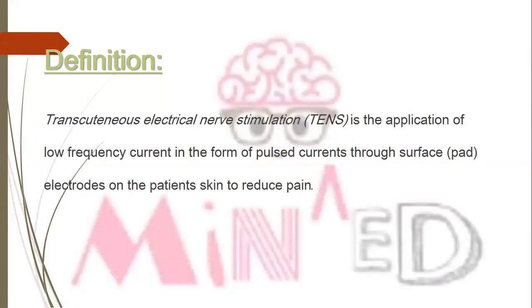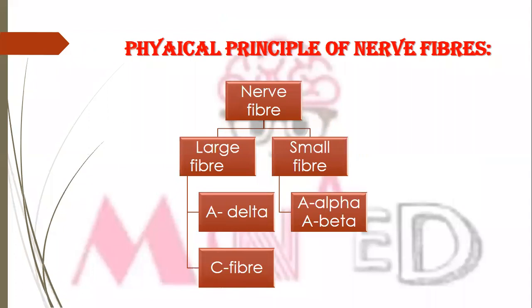Okay, the definition is transcutaneous electrical nerve stimulation or TENS, which is the application of low frequency current in the form of pulse currents through the surface electrodes or the paired electrodes on the patient's skin or the patient's body to reduce the pain of the affected area. There are several nerve fibers which carry the pain to the central nervous system, and they are divided into two types: one is large fiber and one is small fiber.